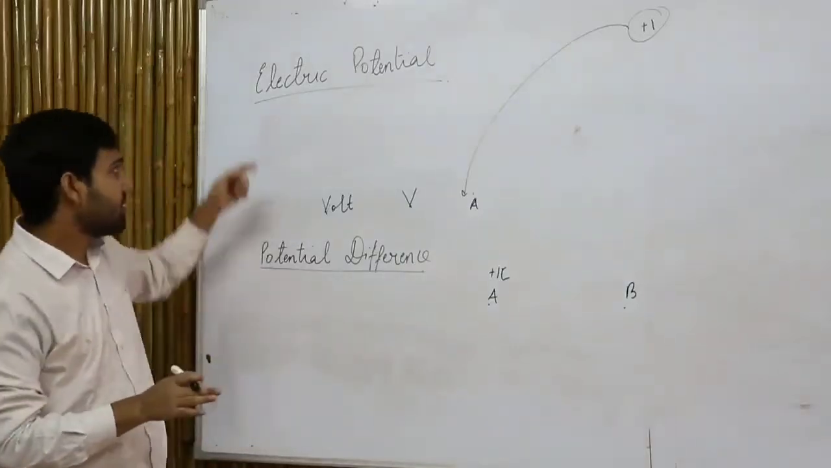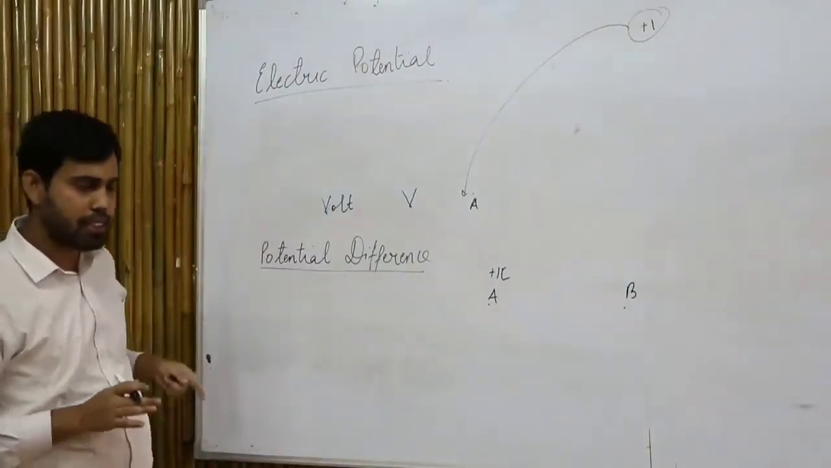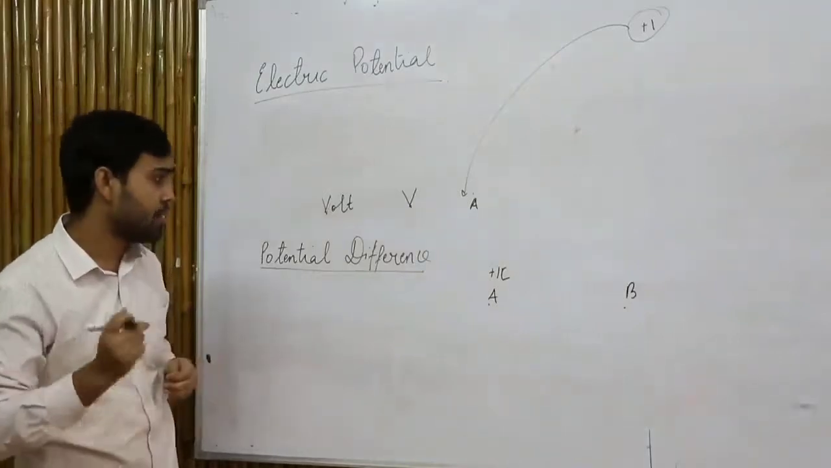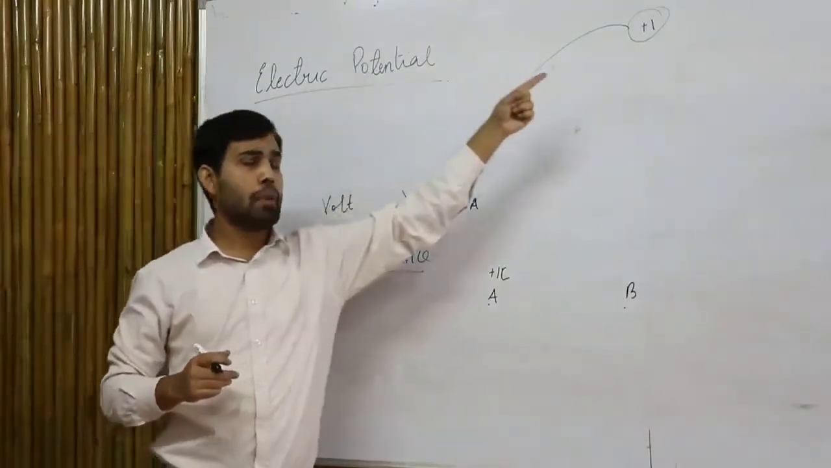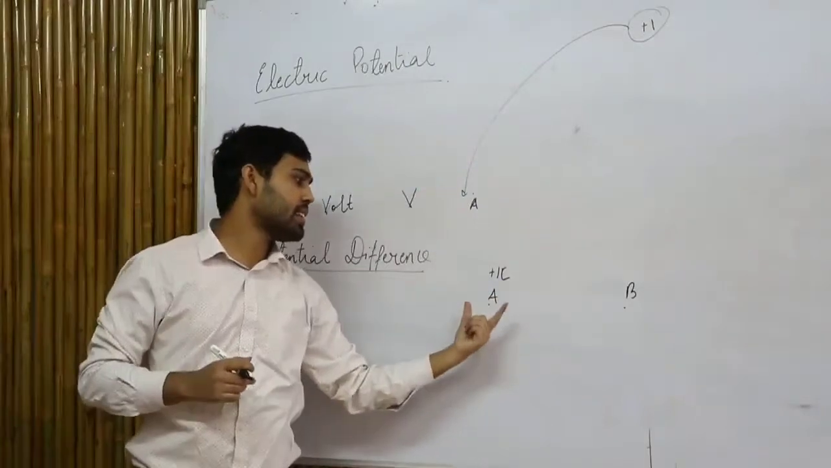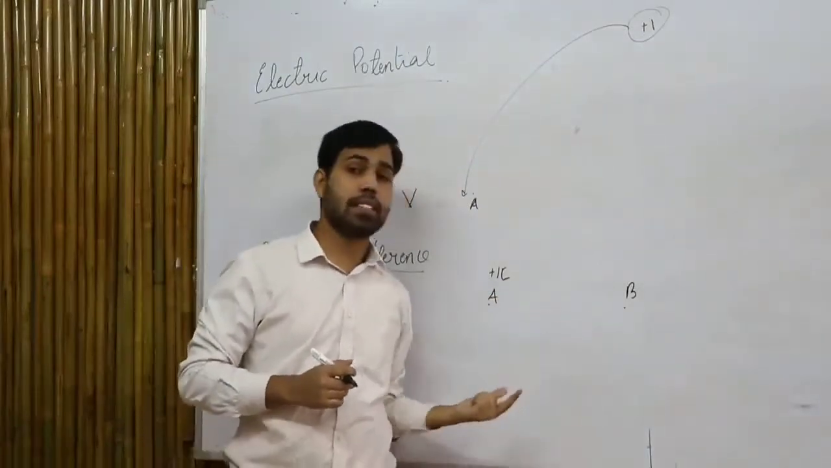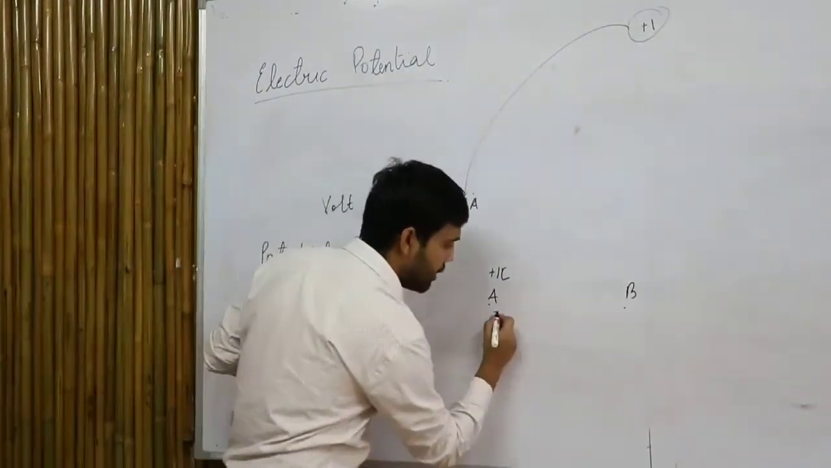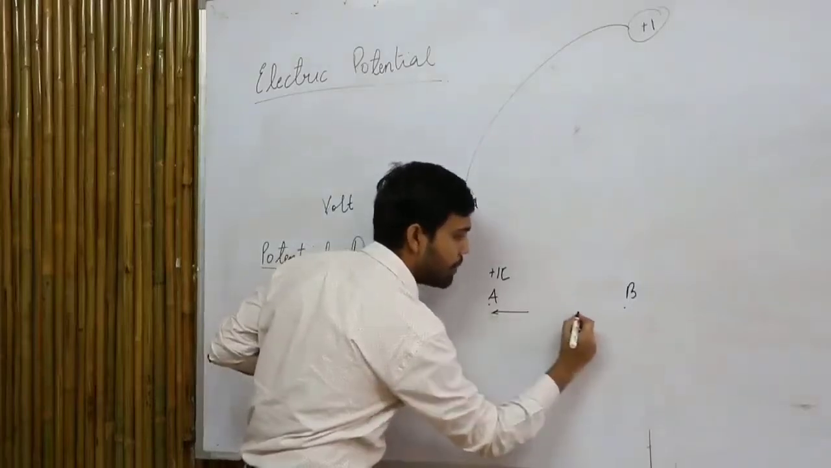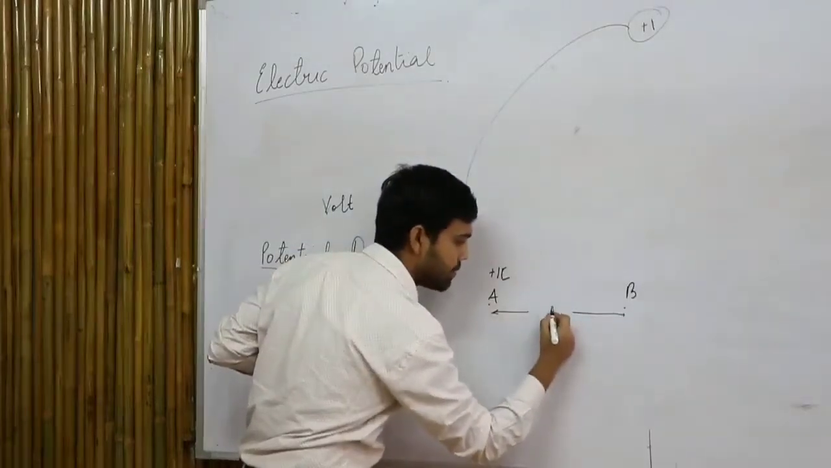So basically, both of them sound similar, but what is the difference between them? In the first case, I am bringing the charge from infinity. In this case, the distance between the 2 points is finite. I know the distance between point A and point B. This is a finite distance.